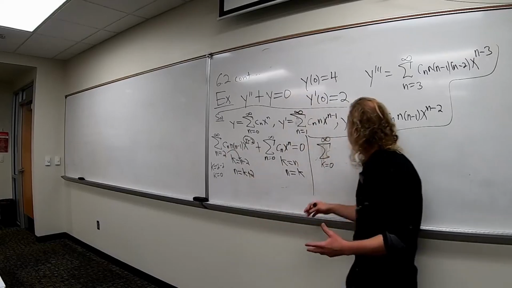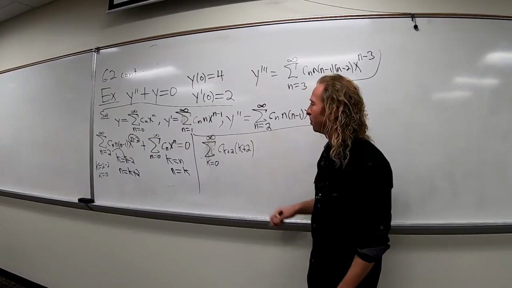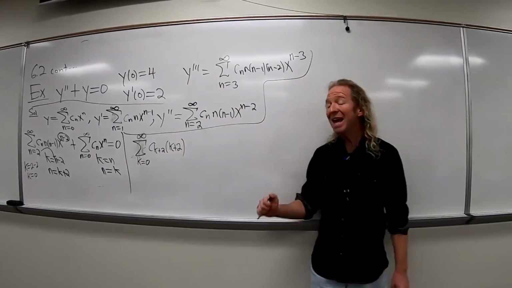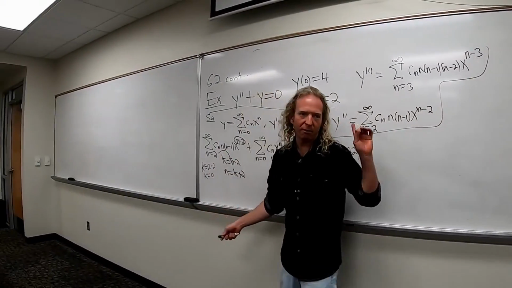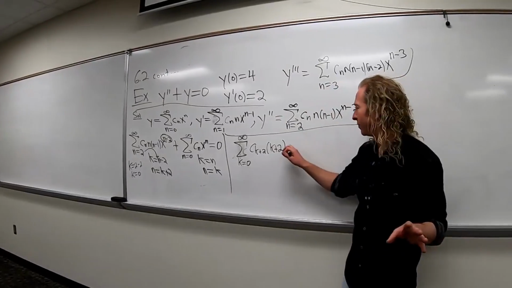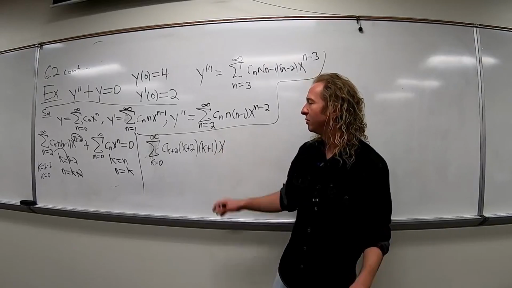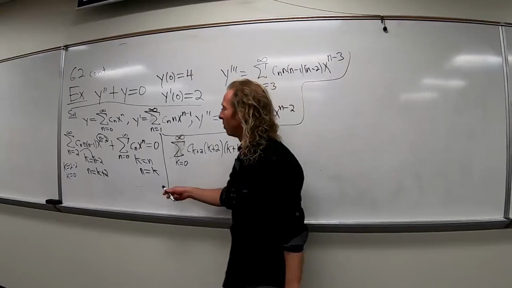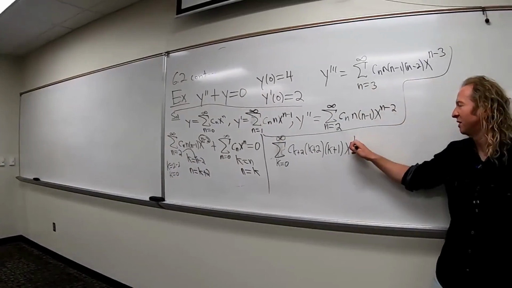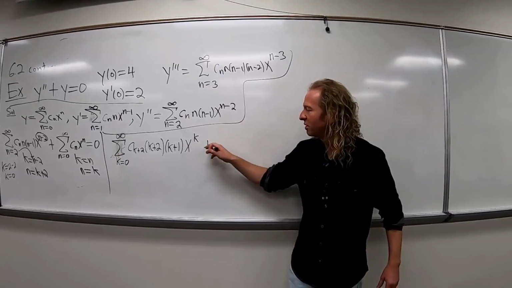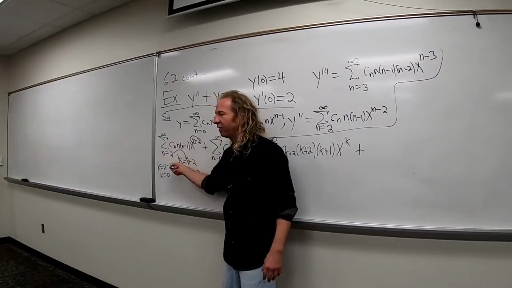So c sub k plus 2, k plus 2, replacing all of the n's with k plus 2's. n is k plus 2, so n minus 1 is k plus 2 minus 1, so that's k plus 1. And this will be x to the what? What's n minus 2? n minus 2 is just k. And that was the whole point. The whole reason we did this was to make this a k. So you make this a k, solve for n, and then carefully replace everything.